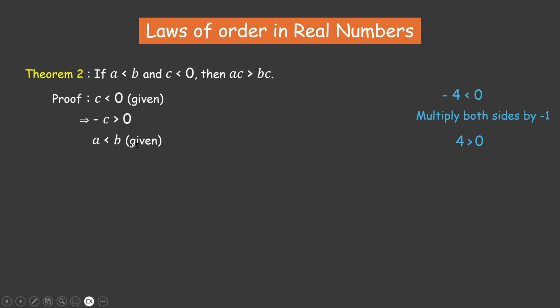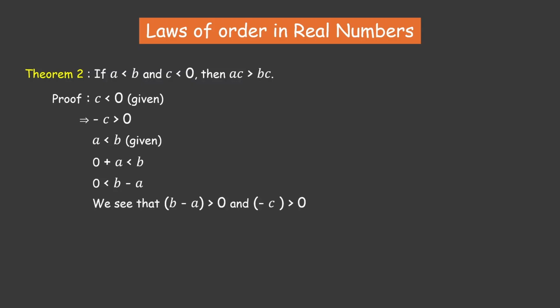Next, it is given that A is less than B. So can we write it like this? 0 plus A, it is less than B, right? Now, if we transpose A to the other side, we get 0 is less than B minus A. Or we can say that B minus A is greater than 0. So we have two things over here. B minus A is greater than 0 and negative C is greater than 0.